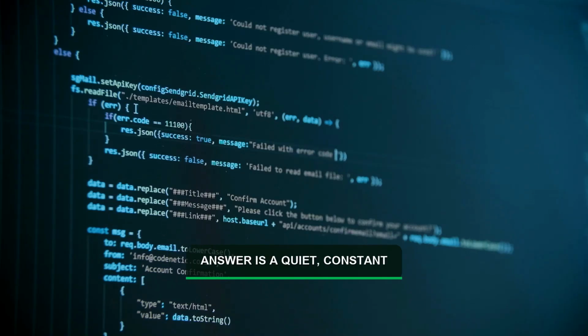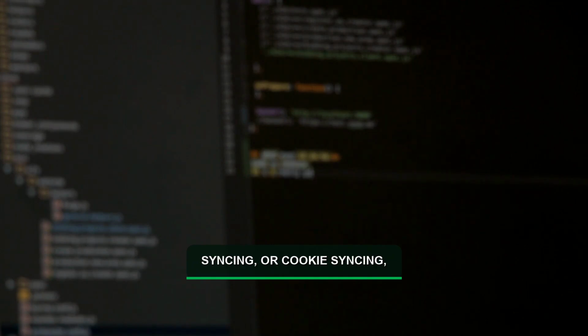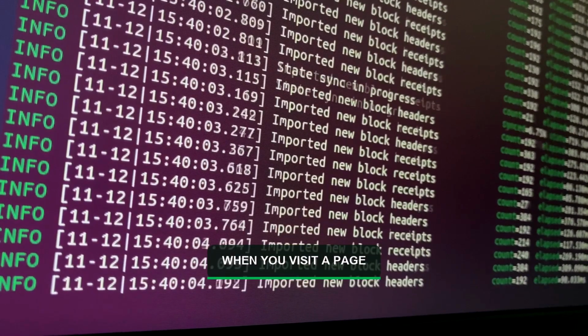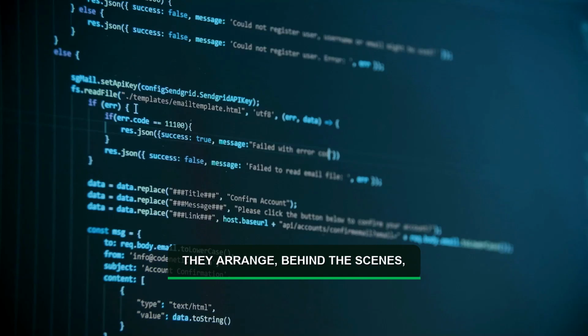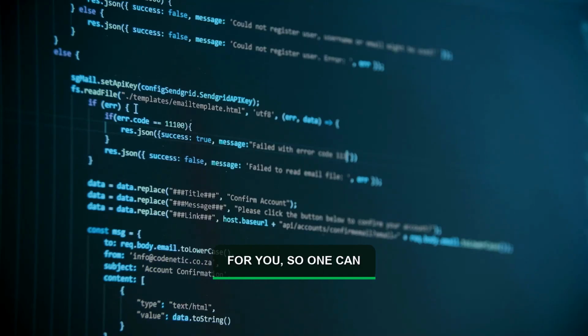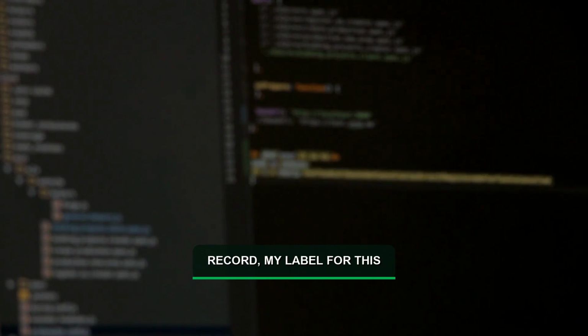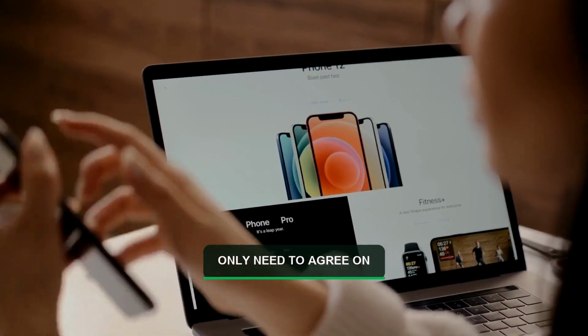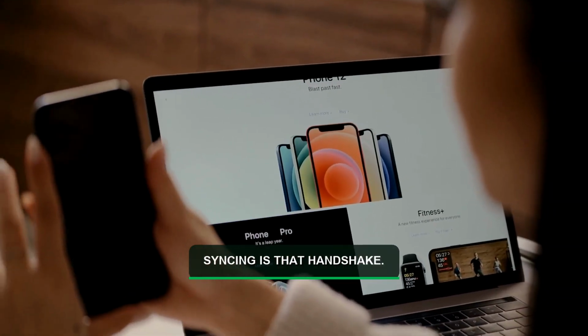The answer is a quiet, constant process usually called ID syncing or cookie syncing, and described plainly, it is simply two trackers comparing notes. When you visit a page where both have a presence, they arrange, behind the scenes, to swap their identifiers for you, so one can record: my label for this person is also their label. Done across thousands of sites, this builds a vast shared translation table, a web of matched identifiers that lets otherwise unrelated firms recognize that their separate records describe the same viewer. No single company needs to see your whole life. They only need to agree on who you are, and ID syncing is that handshake.